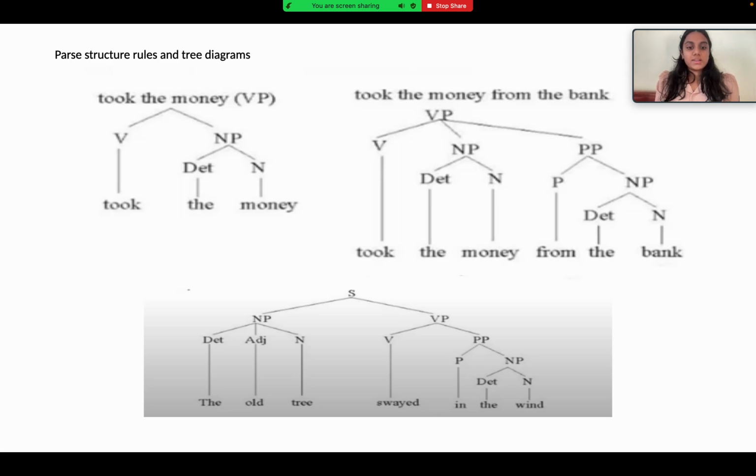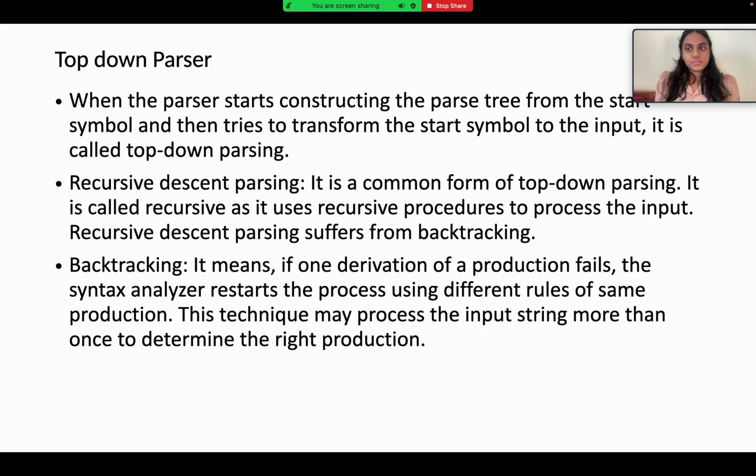The old tree swayed in the wind. The whole sentence is a subject. It is divided into noun phrase and verb phrase. Noun phrase is divided into determinant, adjective, and noun. Verb phrase is divided into verb and prepositional phrase. Again, prepositional phrase is divided into preposition and noun phrase. And noun phrase is divided into determinant and noun. The here is determinant, old is adjective, tree is noun. Swayed here is verb, in is preposition, the here is determinant, wind is noun here.